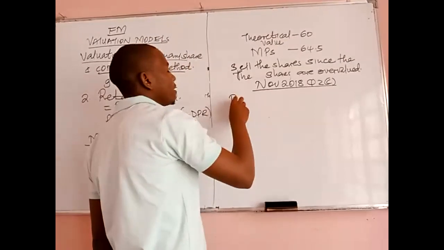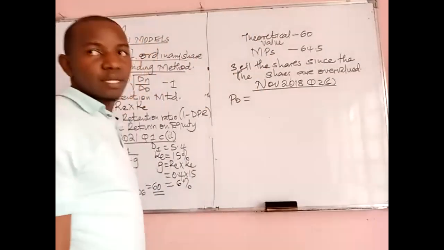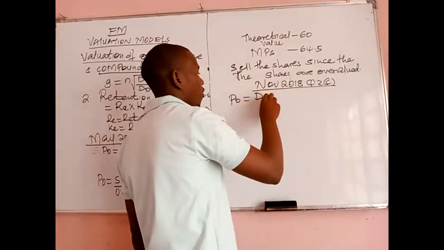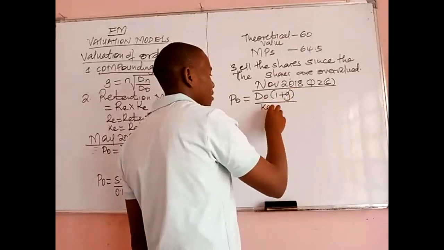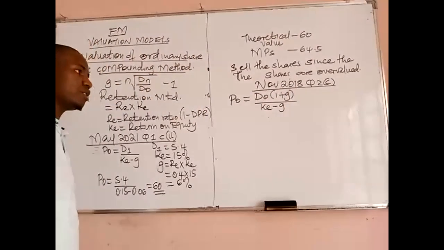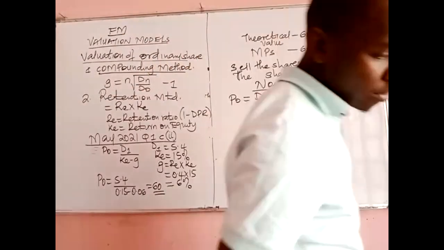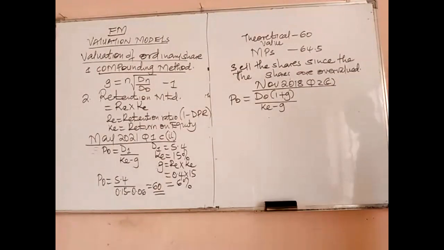So how do you get the value? Because here we have to get the value and compare with the market price. Value in this case will now be D0(1+g) over Ke minus g, or D1 over Ke minus g. The last dividend was paid in which year? Was it 2017? That was the last dividend. Remember, this is year 2018.